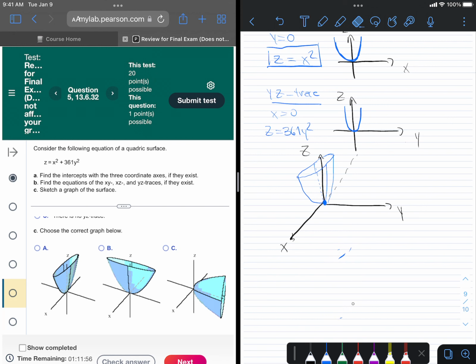I think I could maybe reinforce the drawing. Erase a few loose ends there. I think that looks a little better. Point being that the paraboloid needs to be thinner in the y direction. So I think that's better. This is the answer. It's A.